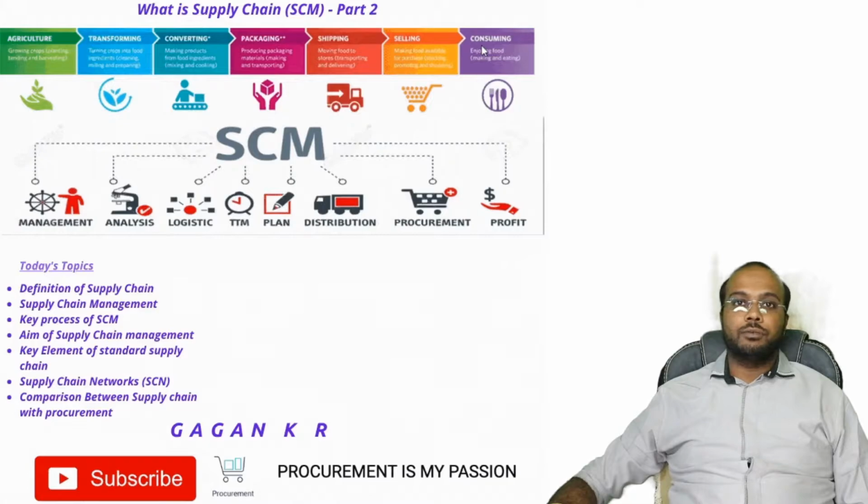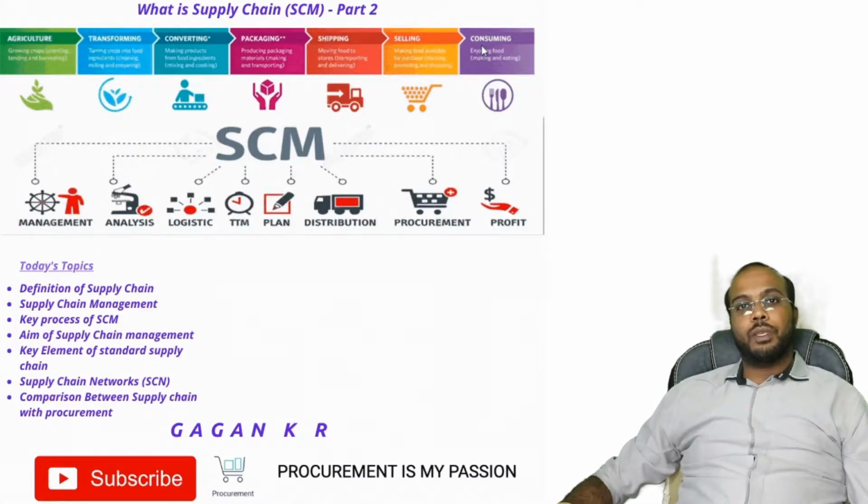Let's continue. Today I'm going to talk about these topics: the definition of supply chain management, the aim of supply chain management, the key processes of supply chain management, the key elements of standard supply chain networks, and finally a comparison between supply chain and procurement.